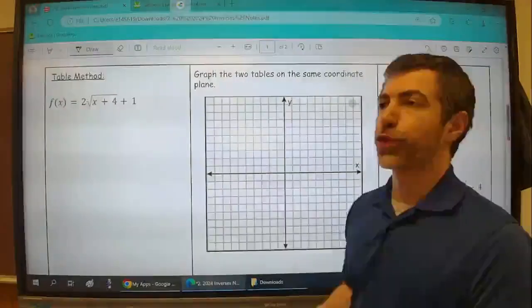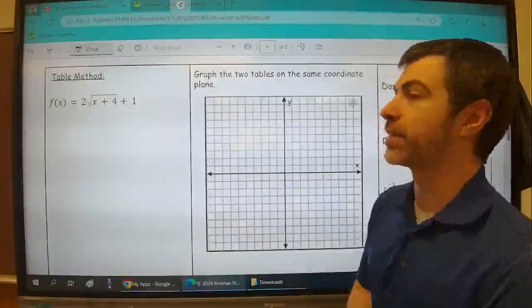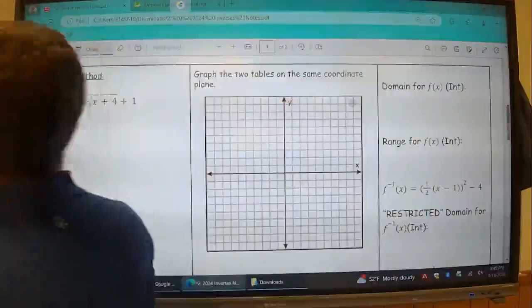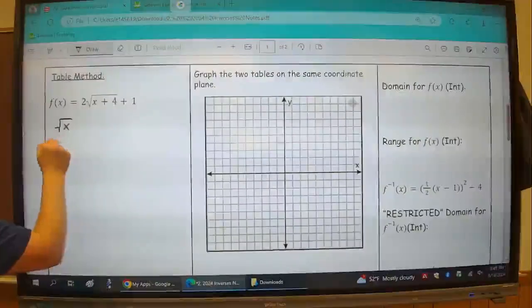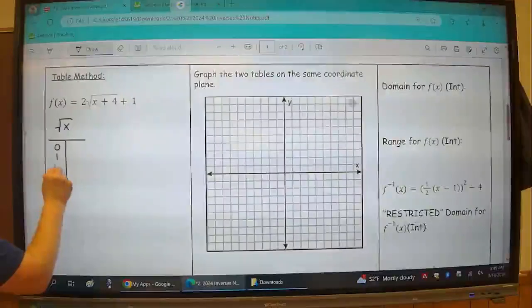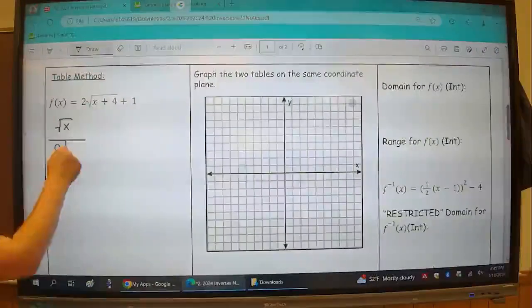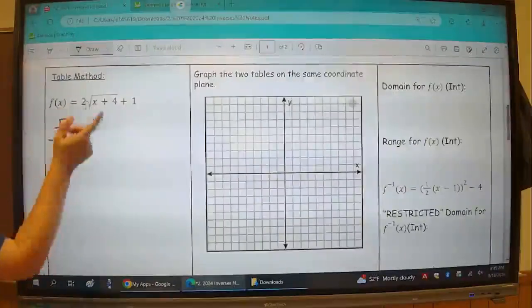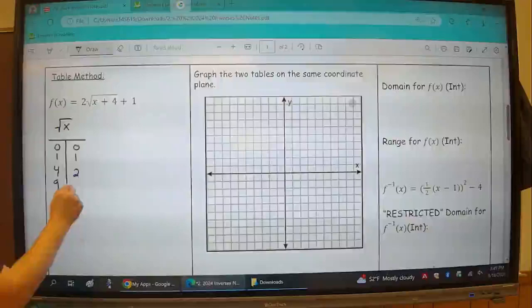On 9-3, we talked about knowing what my original parent function table is. We mentioned that my normal parent function, just the square root of x, has a table of 0, 1, 4, 9. Those x's will always work. And from that, I can say, if I plug in a 0, the square root of 0 is 0. The square root of 1 is 1. The square root of 4 is 2. The square root of 9 is 3.